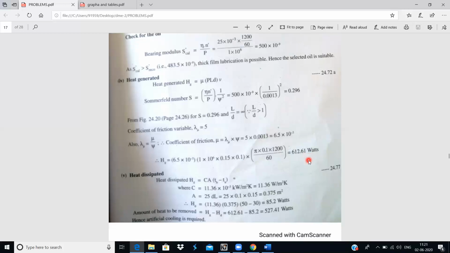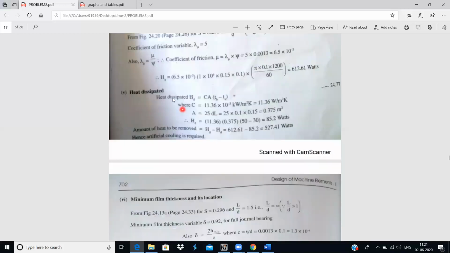Next is heat dissipated. So the formula to calculate heat dissipated hd is equal to C A (Tb minus Ta). So C is constant. Always we are going to take 11.36 watt per meter square Kelvin, and area is equal to pi d l. We know the value of d and we know the value of L. Everything you substitute in meters, then we will get area. And Tb minus Ta, in the question they have given Tb, Ta, substitute. So substitute the value of C, substitute the value of A, Tb minus Ta, then we will get hd is equal to 85.2 watts.